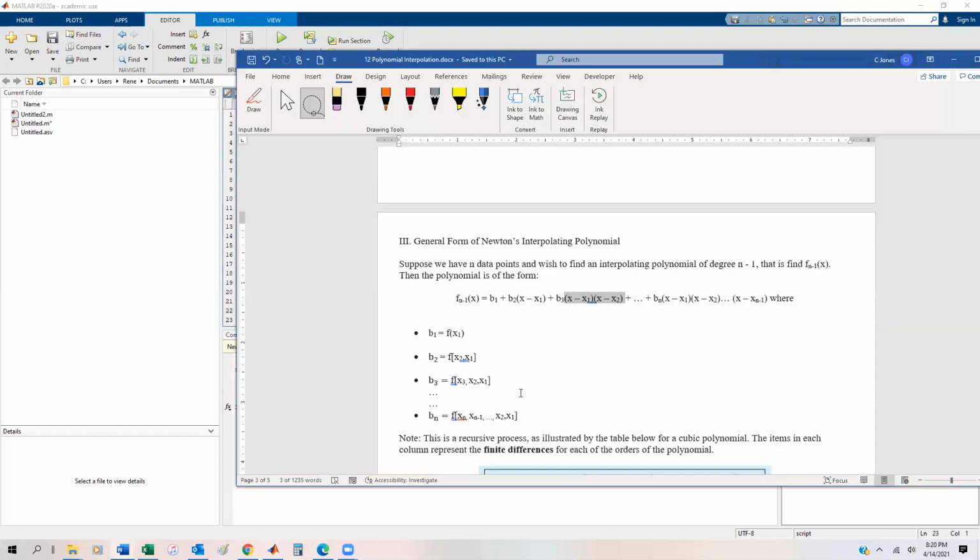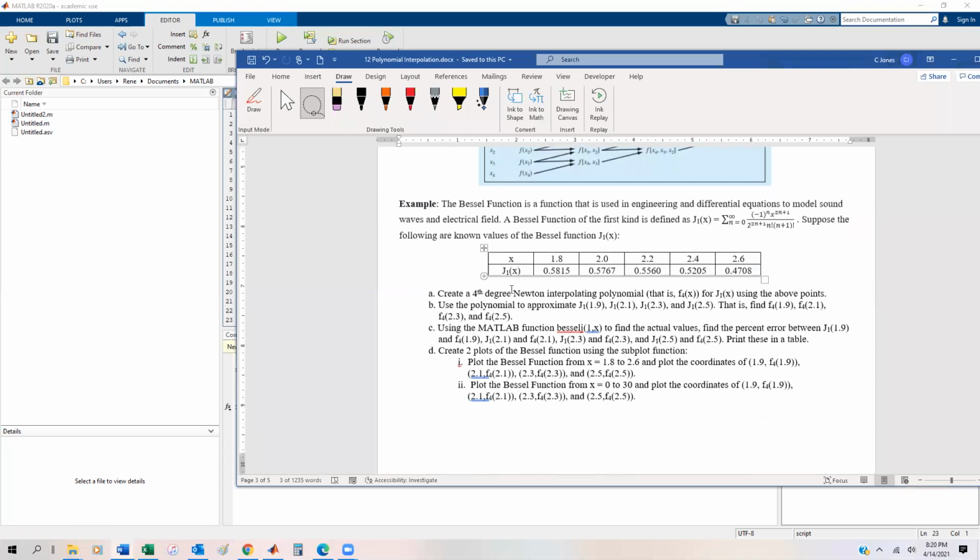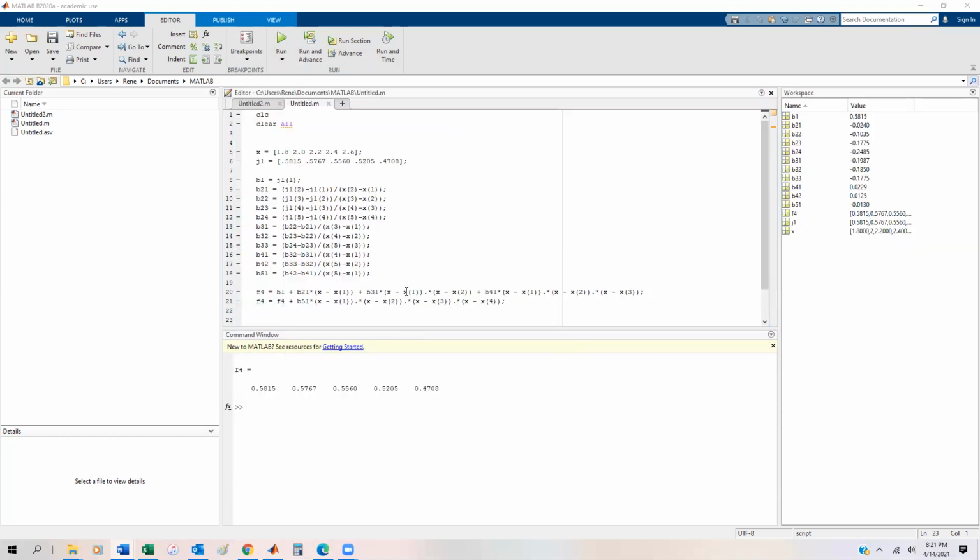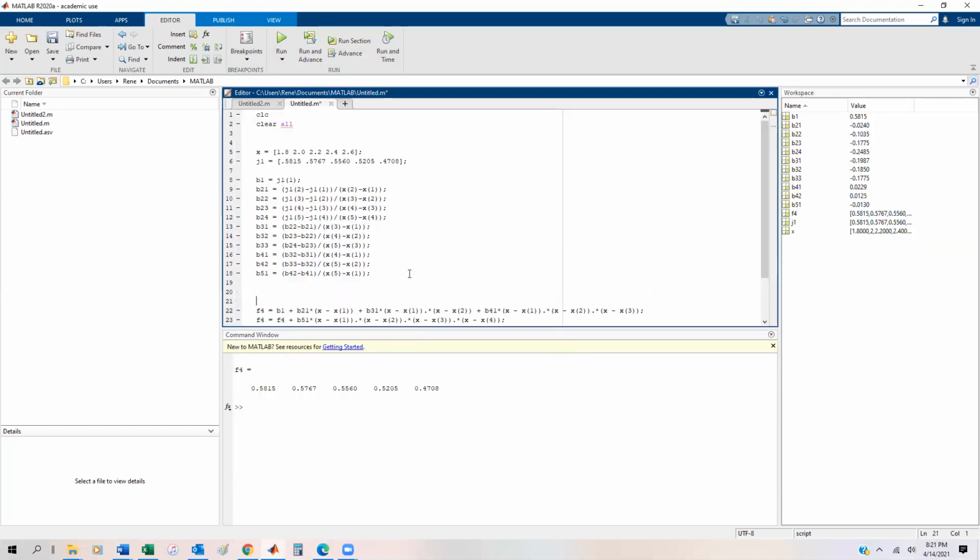So that was part one. So create a fourth degree polynomial. And now we're going to use the polynomial to approximate J 1.9, 2.1, 2.3, 2.5. So now what I'm going to do is create a new vector. I'm going to clear X because we've already used it. And now I'm going to define X to be, well, that's our polynomial. Let's do this.